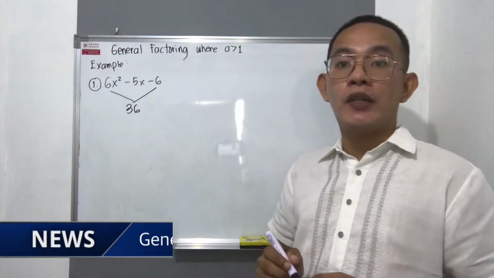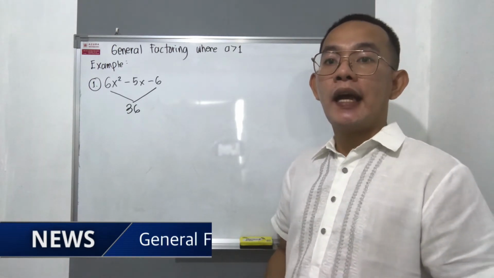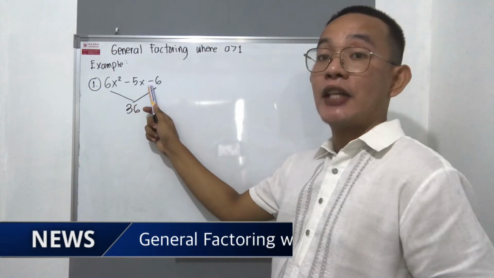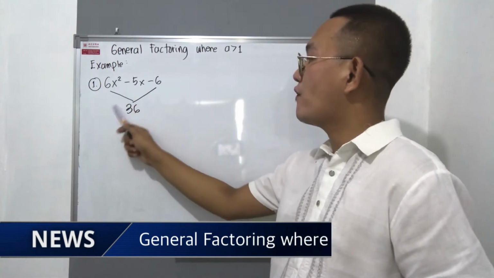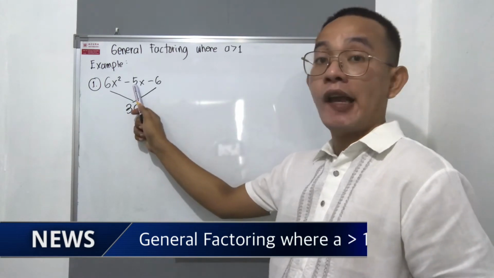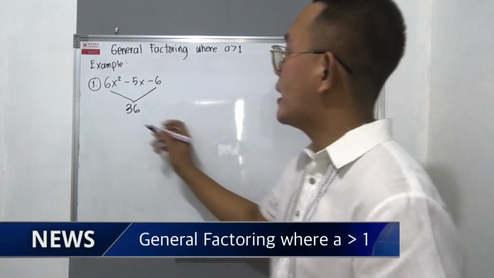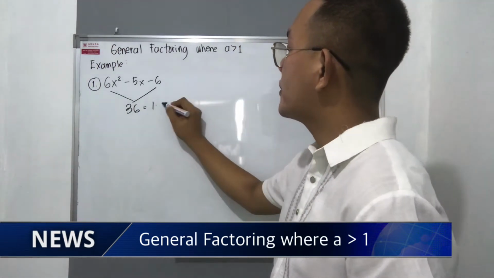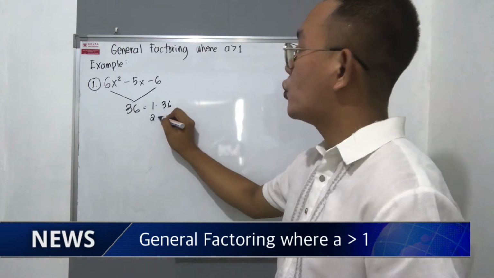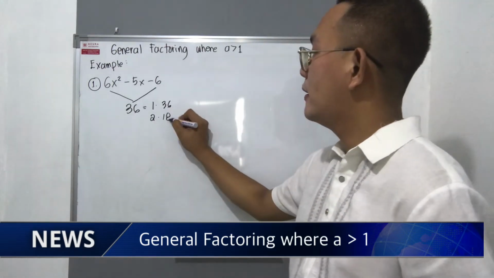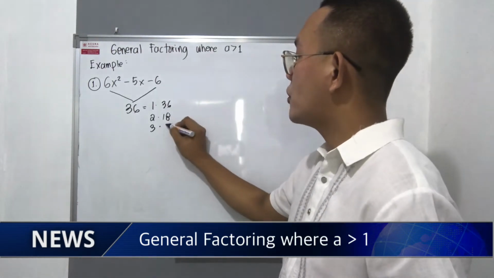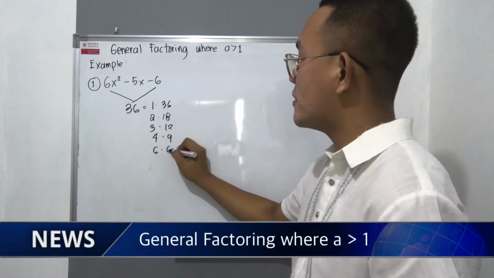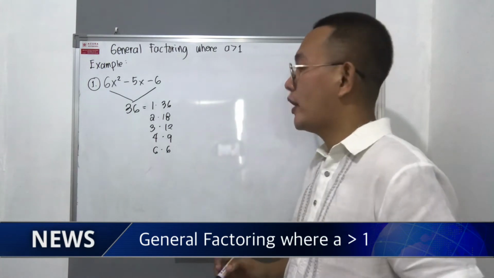Okay, so from 36, kukuha tayo ngayon ng factor na kailangan ang magiging middle term niya ay 5. Since ang ating last term ay negative, ima-minus natin yung factor ng 36, dapat ang lalabas ay 5. The factors of 36 are 1 times 36, 2 times 18, 3 times 12, 4 times 9, and 6 times 6. So, ito lahat ng factor ng 36.